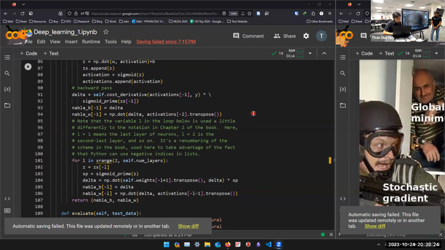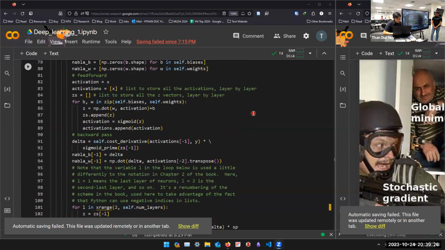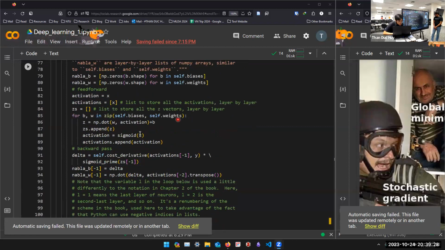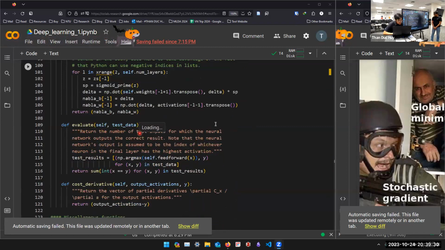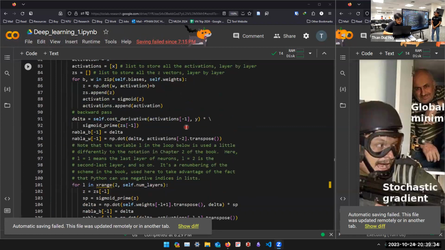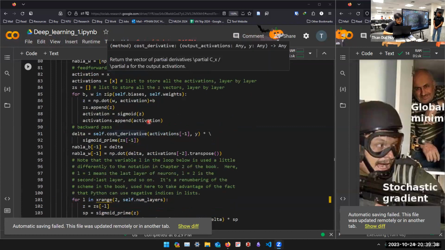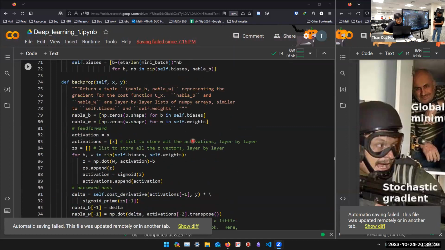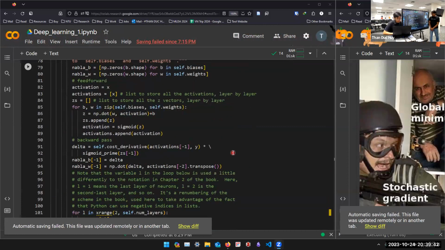Backpropagation. Actually, okay, never mind.